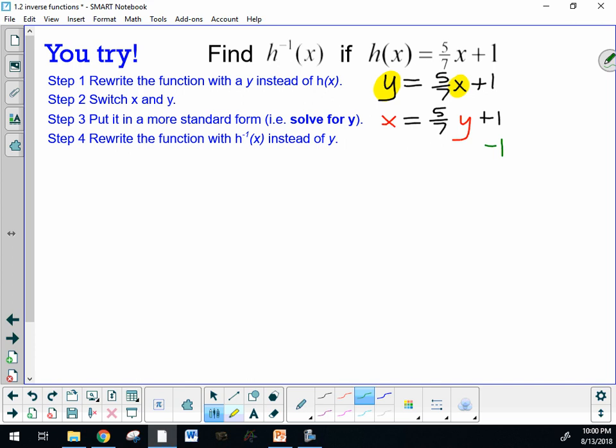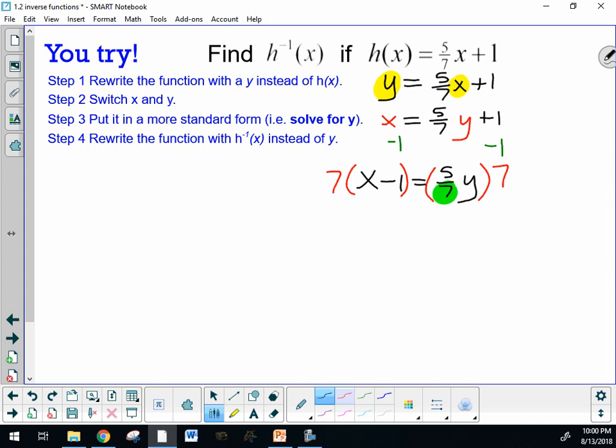We're going to start by subtracting 1. So we get x minus 1 equals 5/7 y. Now, a fraction like 5/7 often gives people a lot of trouble. You can take care of that fraction in 2 steps if you want, or you can take care of it all at once. So this divide by 7 right here, that's just saying divide by 7. So the way you would undo that is to multiply by 7.